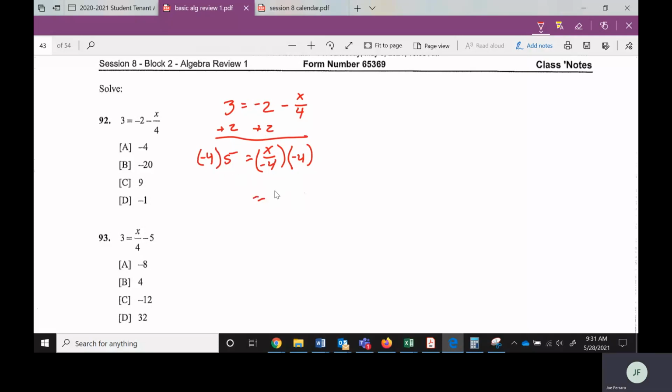So this side, these cancel out, you get x. This side, this says -4 times 5. That gives you -20. And there's your answer.